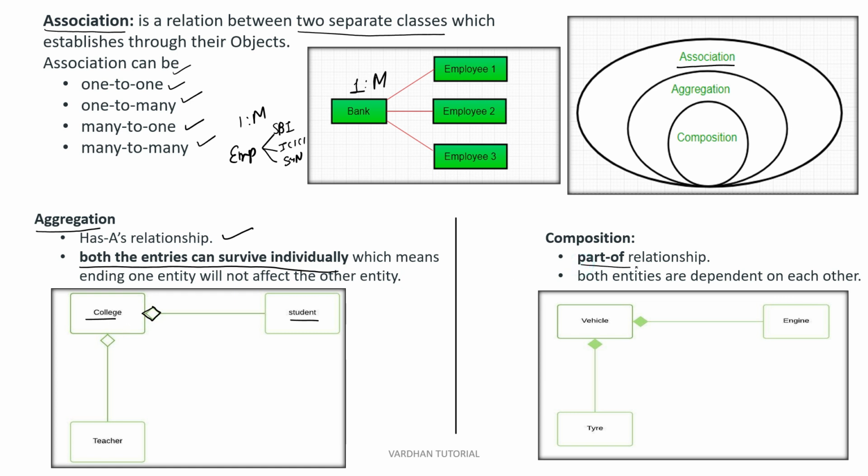Composition is actually a part-of relationship. Like we are having a laptop and part of laptop is RAM. So this is a part-of relationship. Both entities are dependent on each other. For example, vehicle is also having engine and vehicle is also having tire, and it is represented by this filled diamond shape. This is actually filled for composition.